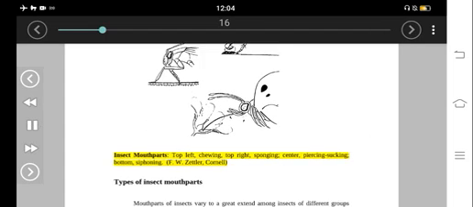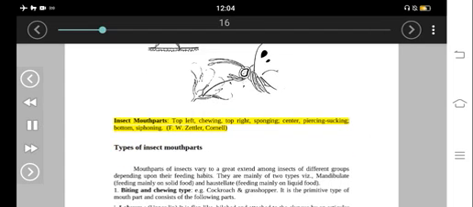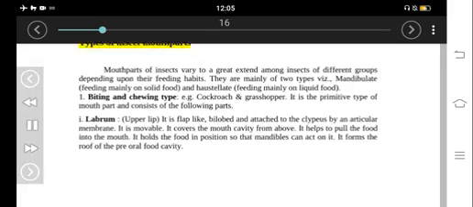Insect mouthparts. Top left, chewing; top right, sponging; center, piercing sucking; bottom, siphoning. F. W. Zettler, Cornell. Types of insect mouthparts.